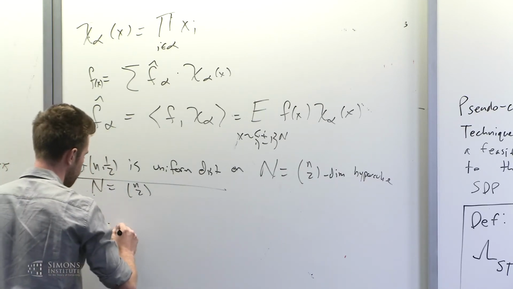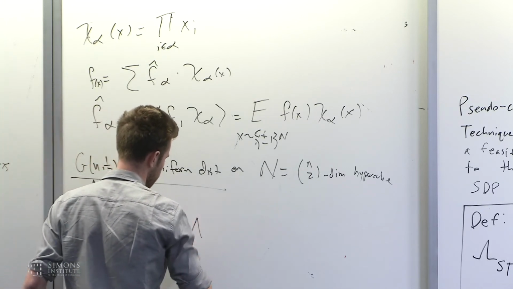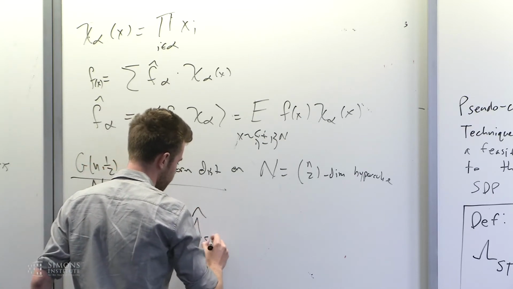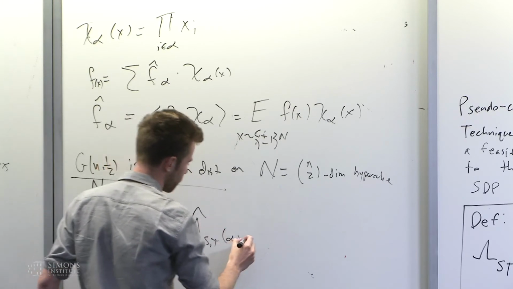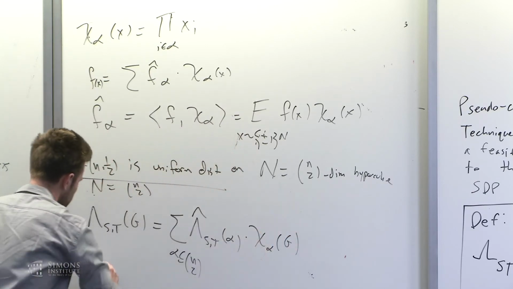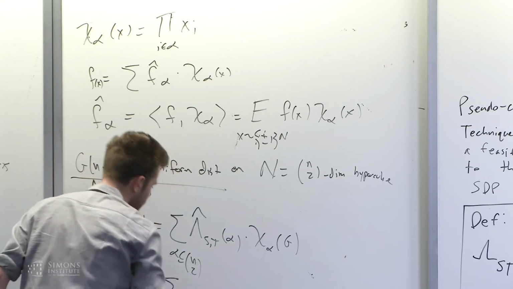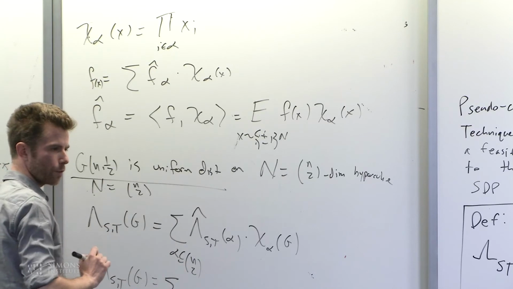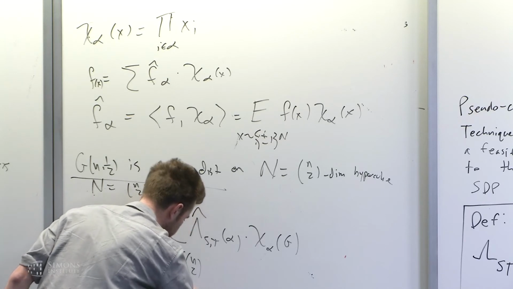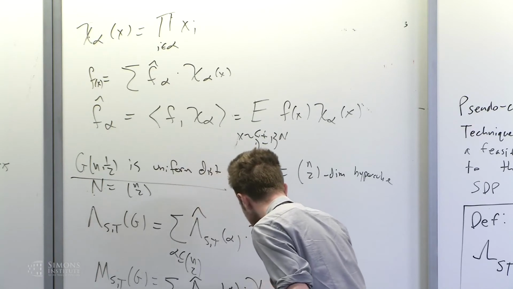Capital Lambda ST, we know generically that it has a Fourier expansion. So it's equal to the sum over alpha, and these are subsets of n choose 2, of Lambda hat ST at alpha times the character for alpha. And now M ST of G will just be equal to this sum where I sum only over the low degree monomials. So here I'm going to say the degree of alpha is at most capital D: Lambda hat ST alpha chi alpha of G.